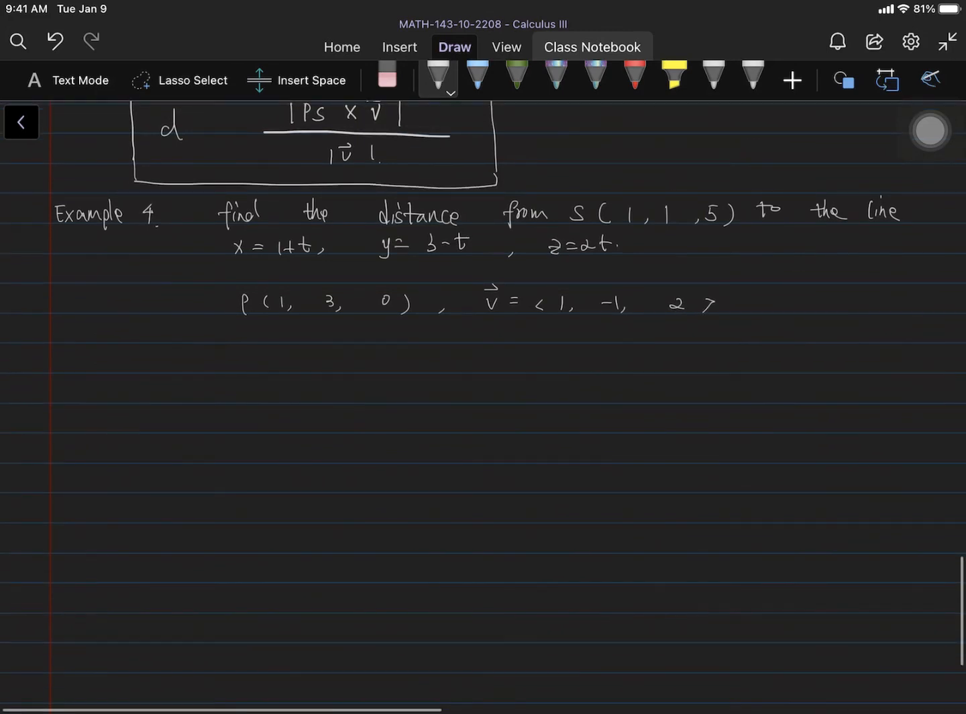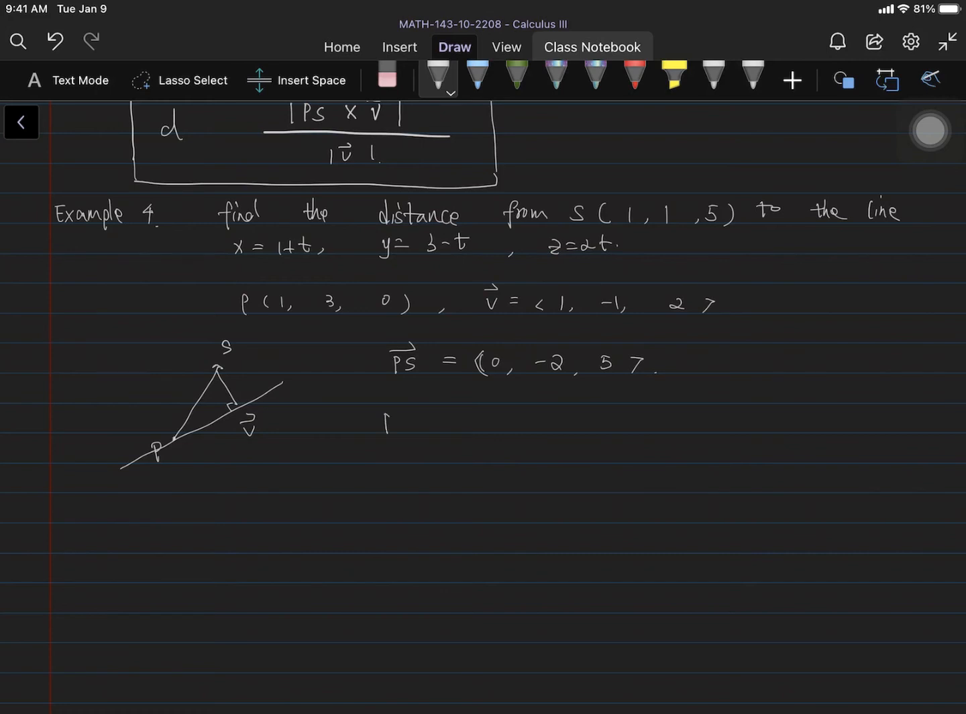And then now we can make a vector like PS. Then we do the cross product with the V vector. So the PS vector equals S minus P. S is given here and P is 1, 3, 0. So 1 minus 1 is 0. It's going to be a vector: 1 minus 3, negative 2, and 5 minus 0, 5. So this is the vector PS.